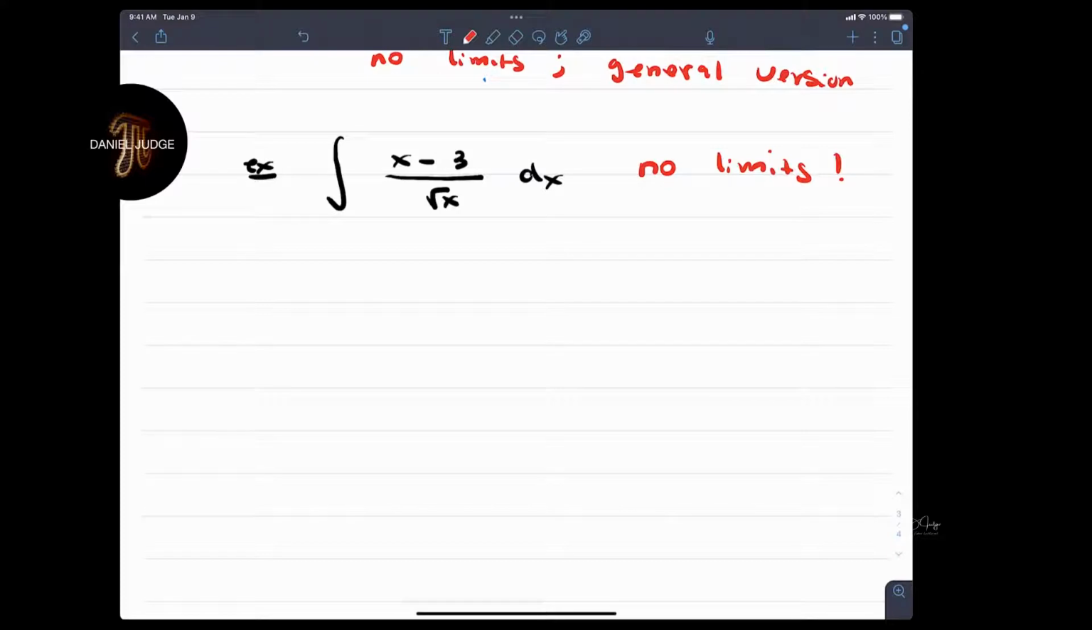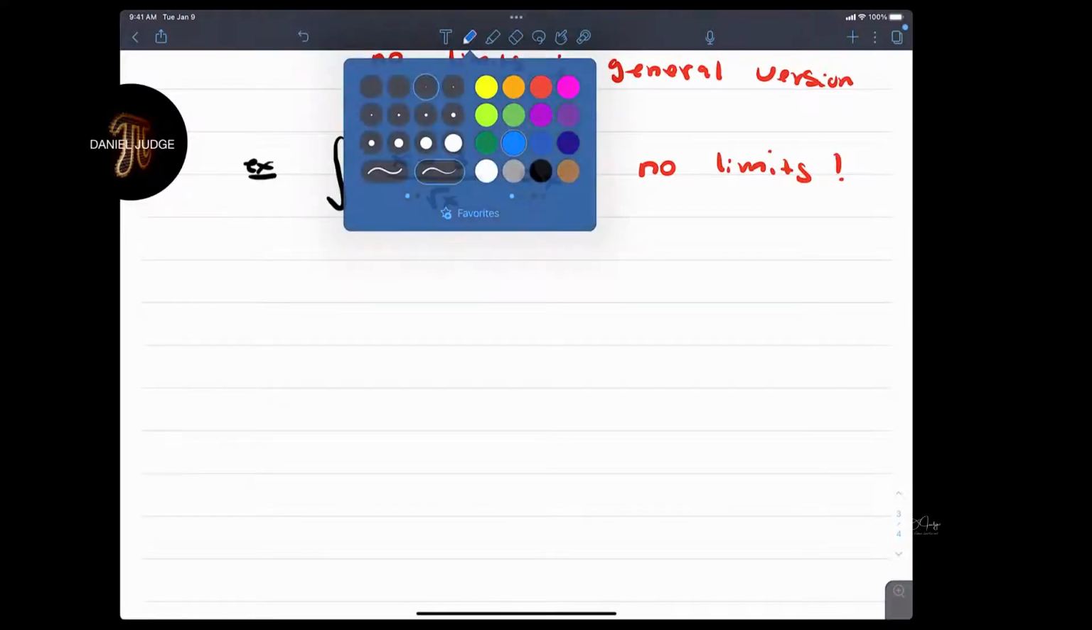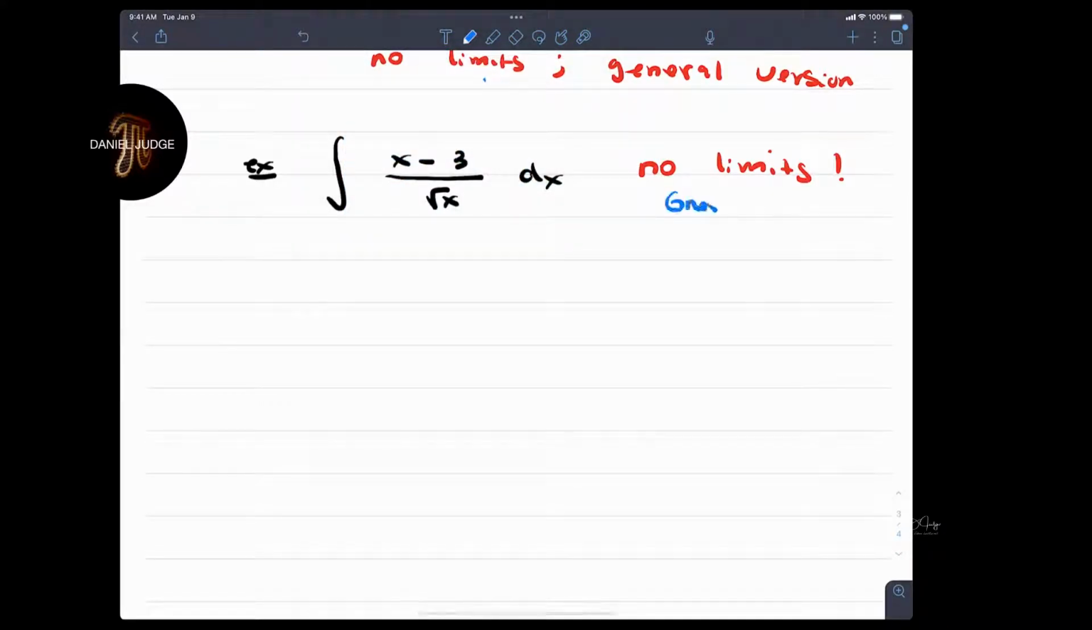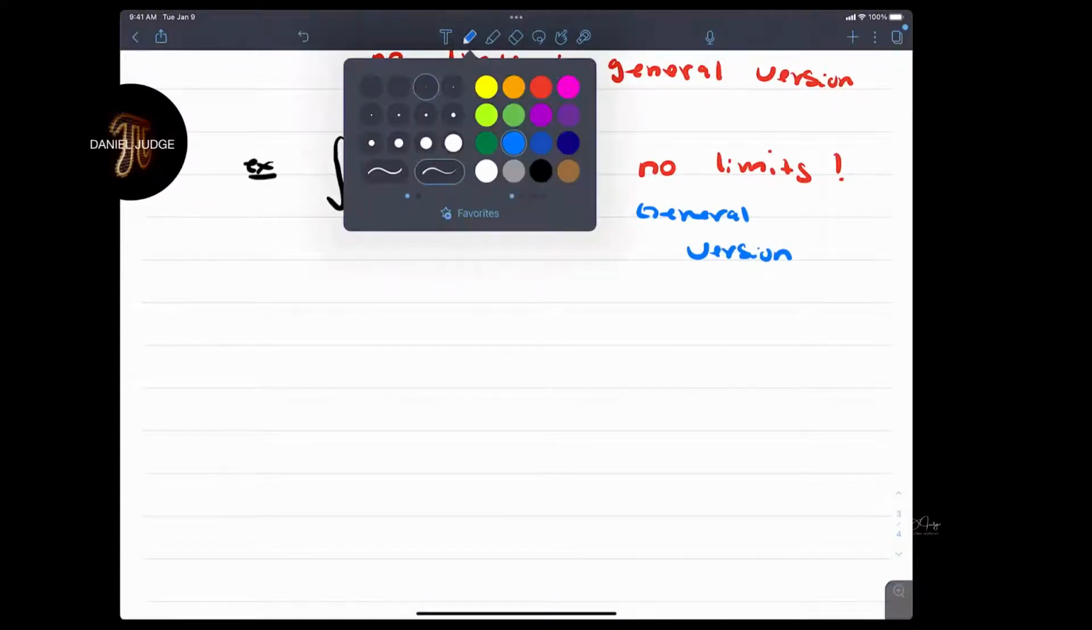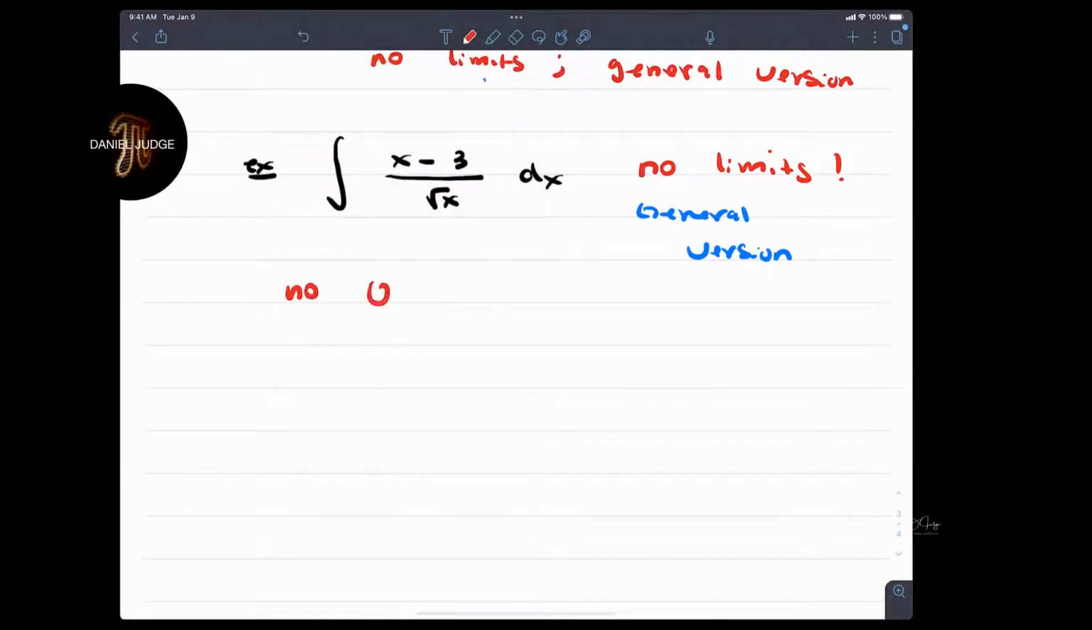No limits. Okay, so there's no limits. We're going to look at the general version. And to remind people, there's no quotient rule. So don't look at it this way.